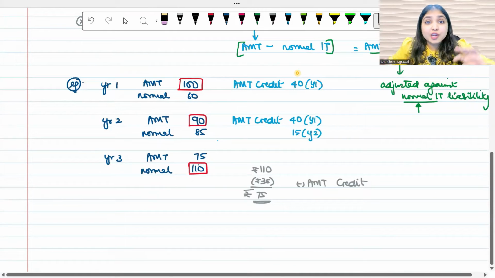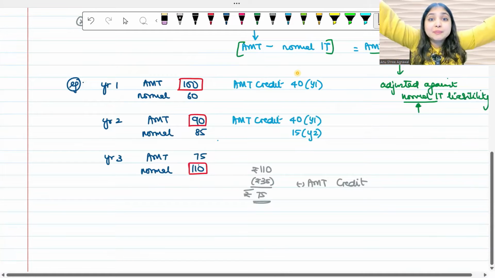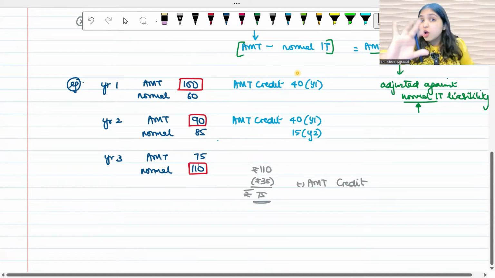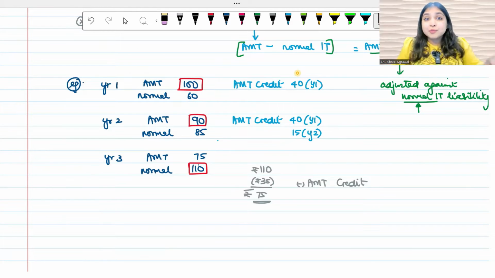But government is saying you can't adjust full AMT credit. Whatever you're having, I will not let you adjust fully, because minimum to minimum, alternate minimum tax, this much you have to pay. So only the difference between AMT and normal income tax, only this 35 rupees, the assessee is allowed to adjust as AMT credit.